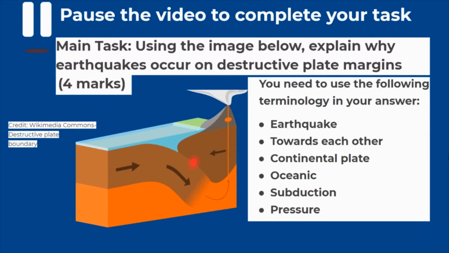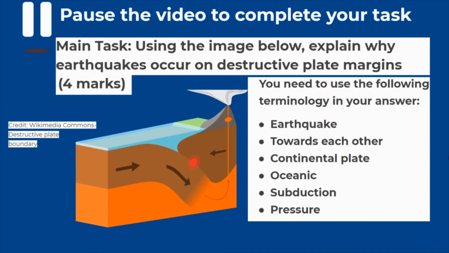Okay, so here is the main task for today's session. And essentially what you're going to do is apply the knowledge that you learned earlier about destructive plate margins. So it says, using the image below, explain why earthquakes occur on destructive plate margins. Now, to help you out, what I've done is given you some key terms, and I've given them to you in the correct order that you may want to use them in. So we've got earthquake, towards each other, continental plate, oceanic, subduction, and pressure.